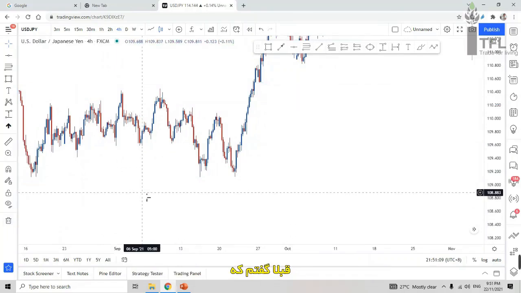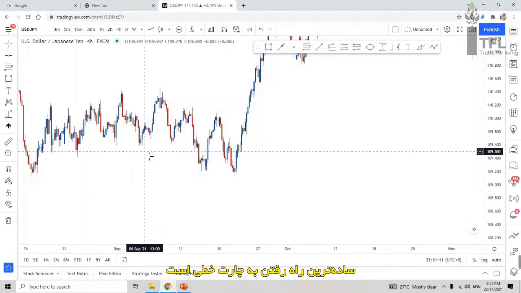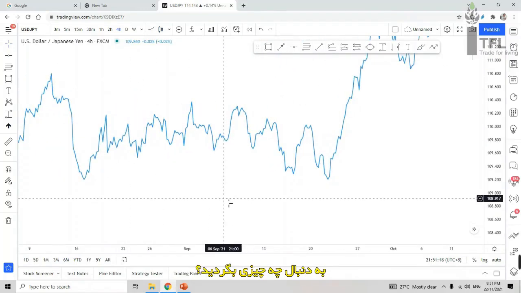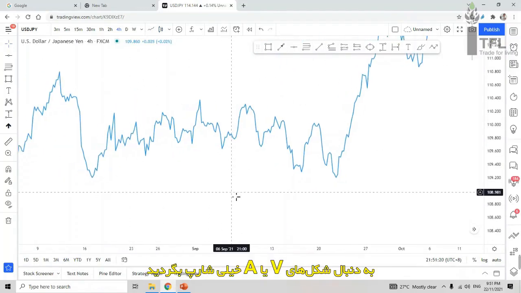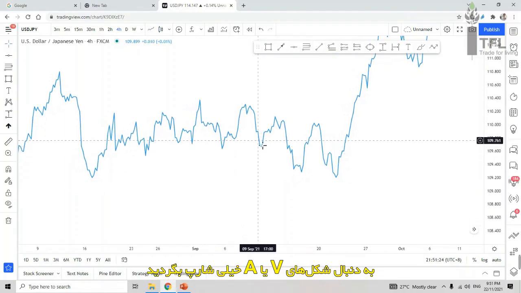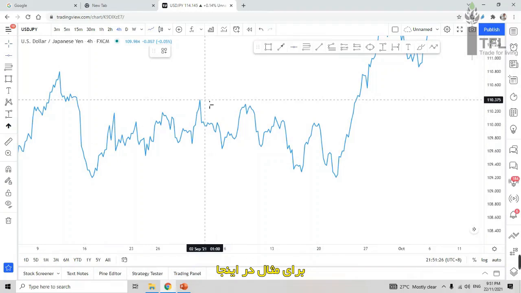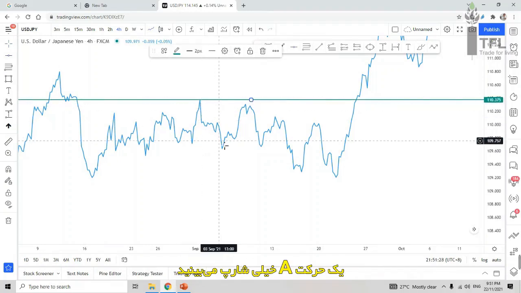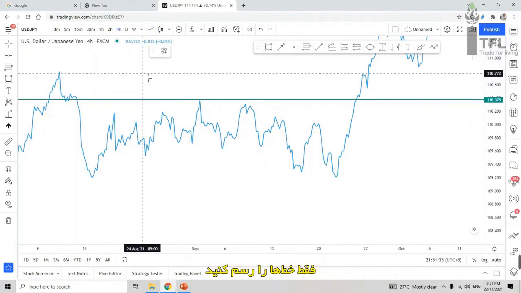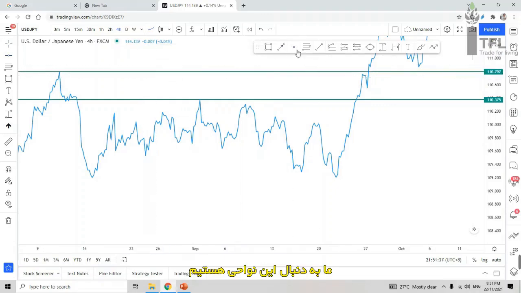Of course, as I told you before, the most basic method is to switch to the line chart. When you switch to the line chart, what are you looking for? You're looking for the V or A shape, a very, very sharp V or A shape. For example, over here, can you see a very sharp V or A? Just put the line over there first. So this is what we are looking for.